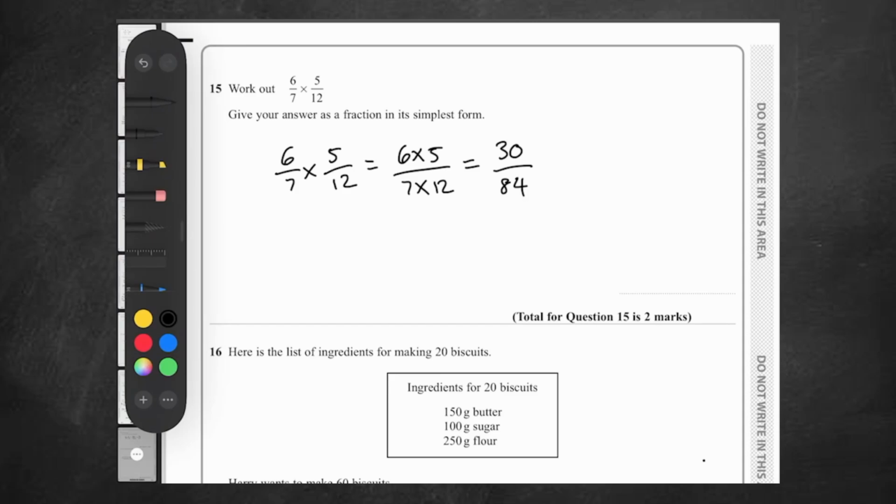So we will say 30 over 84, and we'll divide the top and the bottom by 2, as these are even numbers. 15 over 42. And 3 will go into 15 and 42, so let's divide the top and the bottom by 3 here. And we have 5 over 14, and 5 is prime, so we cannot simplify any further.